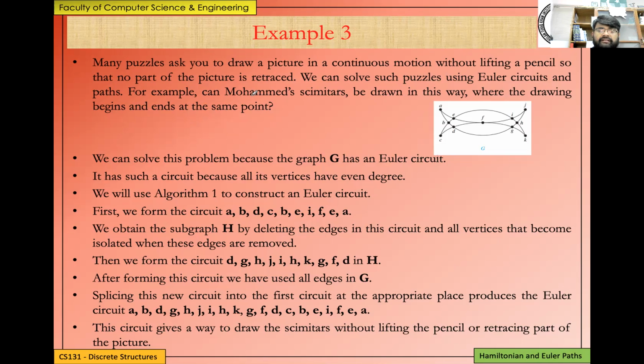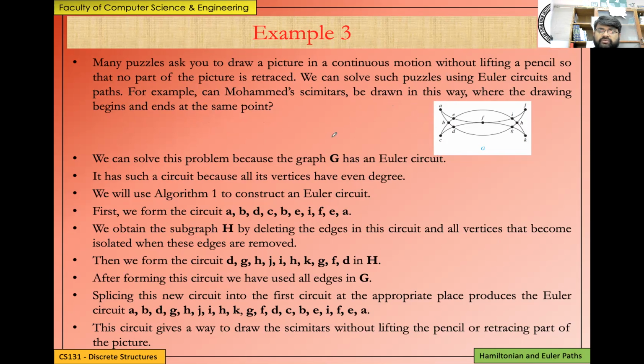For example, Muhammad al-Khwarizmi, the great father of algebra, has a specific contribution here. He came up with a problem which we now call Muhammad's scimitars, which looks like this. The idea is, can we draw these scimitars in a way where the drawing begins and ends at the same point? So you start at a particular point and end at the same point.